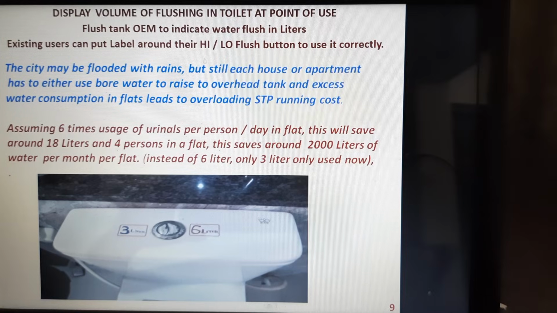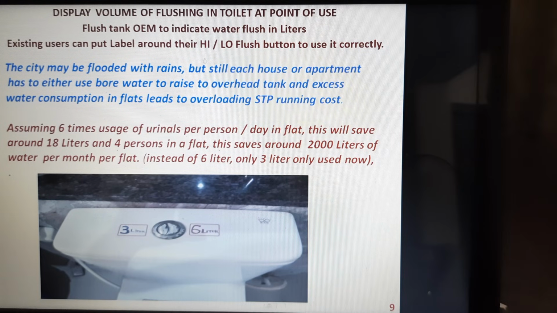Coming to water, water conservation or water saving is the basic form of energy conservation in any building segment or in industries. Here, especially at the point of usage or point of drainage, the volume of flushing should be displayed. The flush tank OEM has to take the initiative to label high or low, showing how many liters are drained at the low button flush and at the high button flush through the toilet.